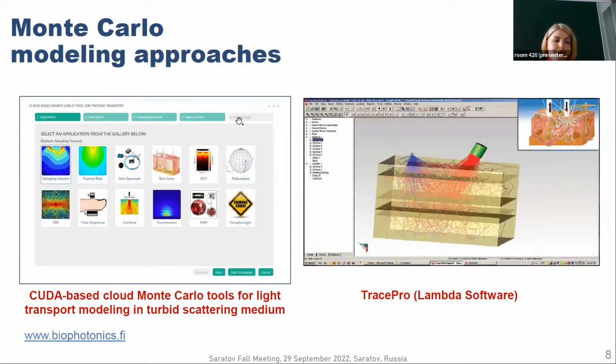For this work, two approaches for Monte Carlo modeling were used. For the laser Doppler flowmetry channel, an inline object-oriented Monte Carlo computational tool was used to analyze the probing volume. And for the fluorescence spectroscopy method, to model the propagation of optical radiation, TracePro software was used.